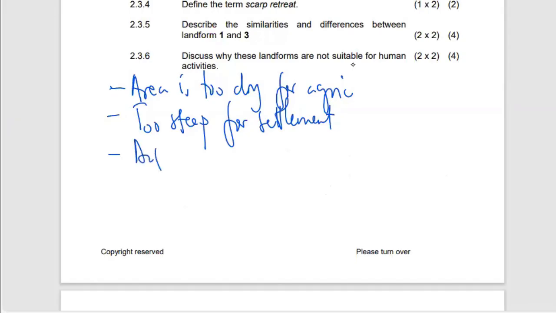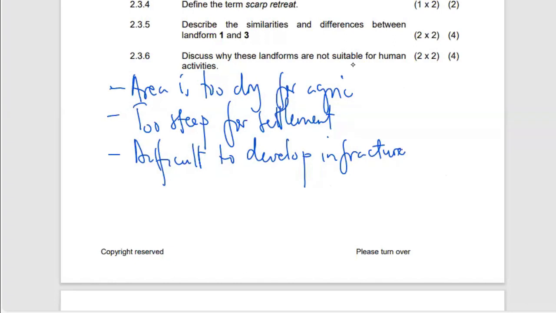And also it's difficult to construct or to develop infrastructure. If you want to construct a railway or a road or communication infrastructure, that's very difficult because of the nature of the terrain. And also, we can argue that because the area has got thin soils, because of the slopes, the soils are not fully developed. So we cannot sustain agriculture for those reasons.